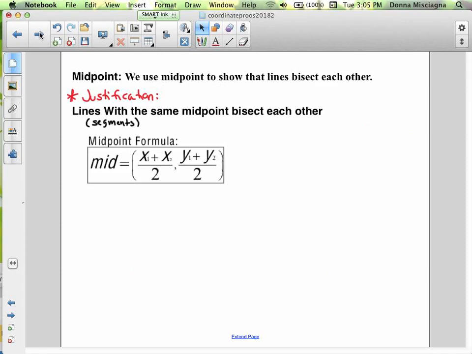So midpoint, we use the midpoint to show that lines bisect each other. So if you show using the midpoint formula that two lines have the same midpoint, then you can say that those two lines bisect one another because, excuse me, I should say line segments with the same midpoint bisect each other. Lines don't actually have midpoints because lines are infinite. So what's half of an infinite? Nothing. The midpoint formula, you add up the x coordinates, divide by 2, add up the y coordinates, divide by 2. Just the average of the x coordinates, average of the y coordinates.